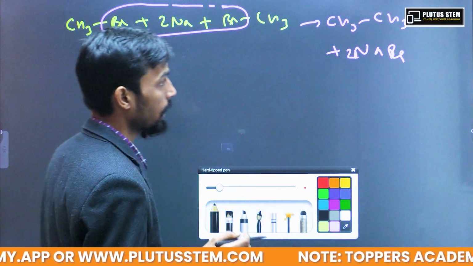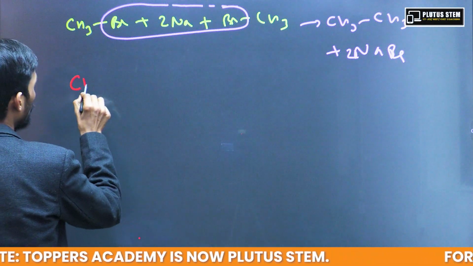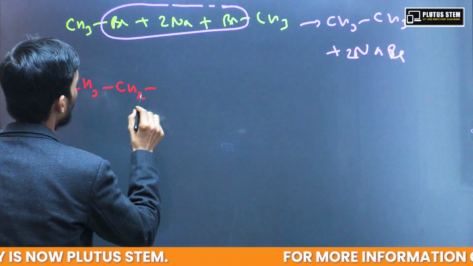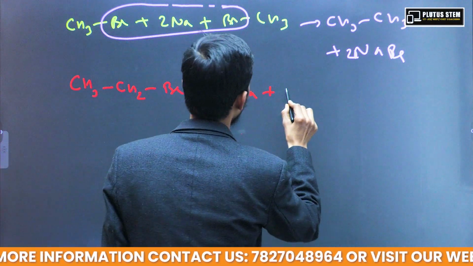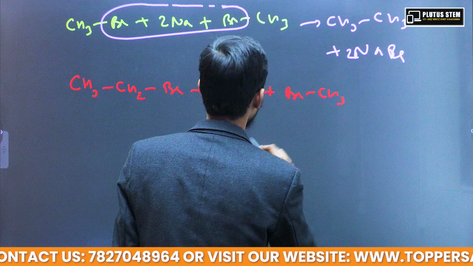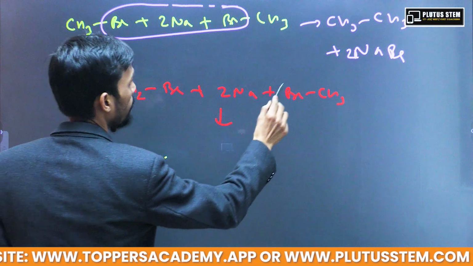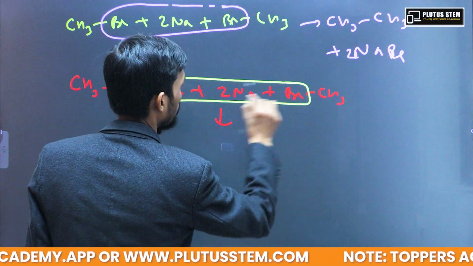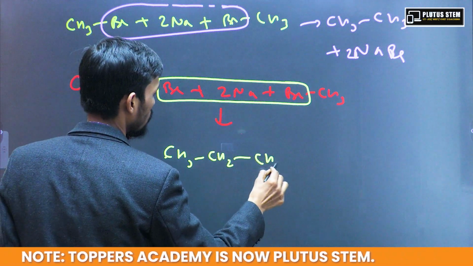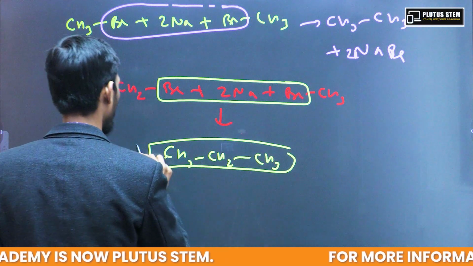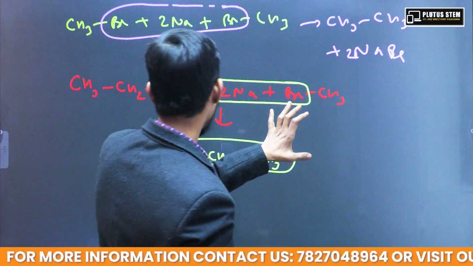But if we want to get an odd number of alkane, that is very difficult. Why? I will show you. CH3CH2Br plus 2Na plus BrCH3. In this case, we will be reacting these to get CH3 single bond CH2 single bond CH3. Methane, ethane, propane. So we are getting a propane product from here.